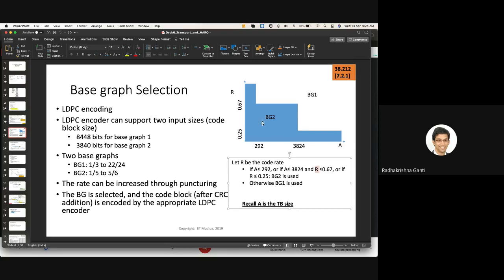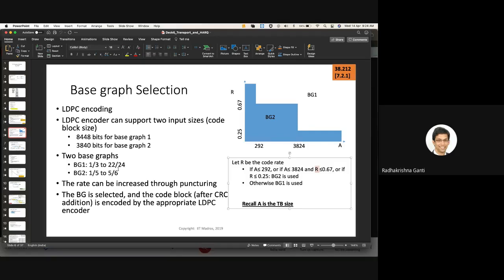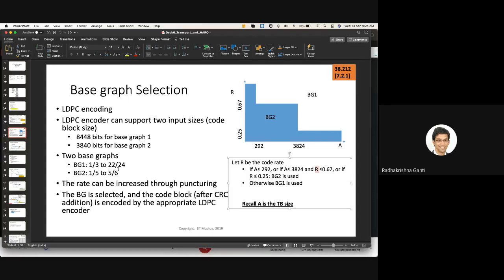Okay, I just drew this pictorially, where on the x-axis is the A, which is the size of the transport block without CRC, and R is the code rate. So depending upon that, you choose either BG1 or BG2. There are two base graphs. So at this point, you will also do the selection of the base graph, and you will know which base graph you are choosing. How will this help? I'll tell you in the next minute.